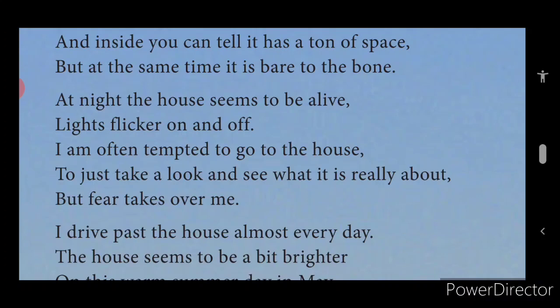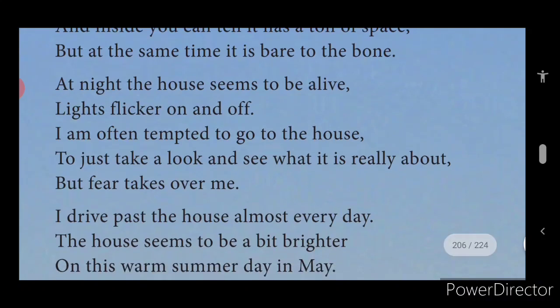At night, the house seems to be alive, in the sense that in the daytime the house is dark. But at night, it seems as if many people are inside, moving and talking. It seems to be alive, as if some are there inside. Lights flicker on and off. What do you mean by flicker, children? Flicker in the sense, when lights keep going on and off, that is flicker. Okay, so he says at night it seems as if people are inside the house and lights are glowing.